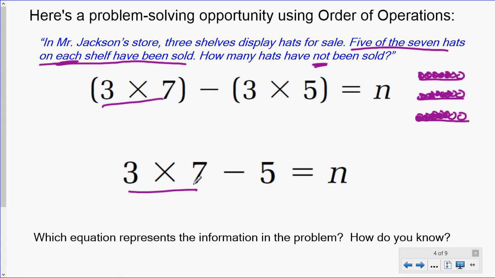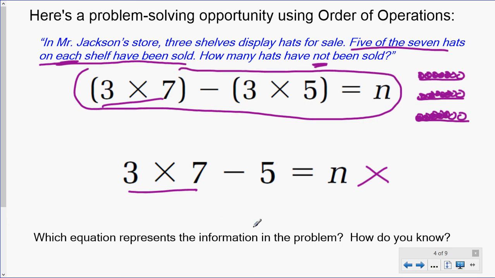In this bottom equation, it's only subtracting 5, indicating that just 5 hats in total have been sold, and that's not true. It says 5 of 7 hats on each shelf were sold. So the second equation is definitely, after thinking it through, the wrong answer. The correct equation to represent this problem is the first one, because we have 21 hats, 15 were sold, and that leaves 6. And that's the answer that we determined with the picture and through thinking it over. Here we would just have 21 minus 5, which is not 6, it's 16. And that's not how many hats were left. So that's how we know.